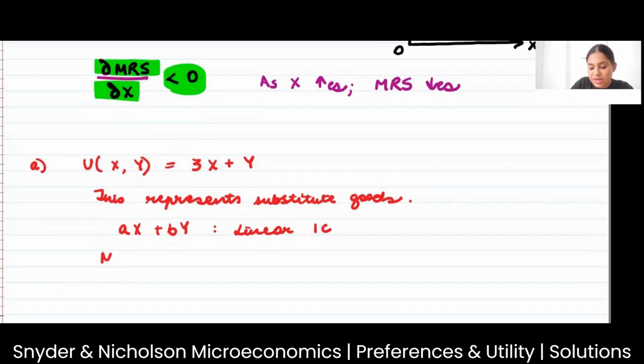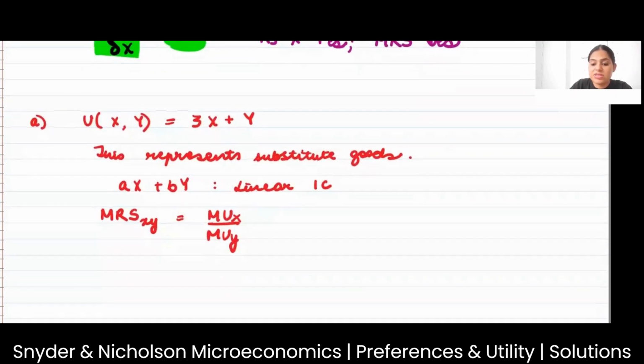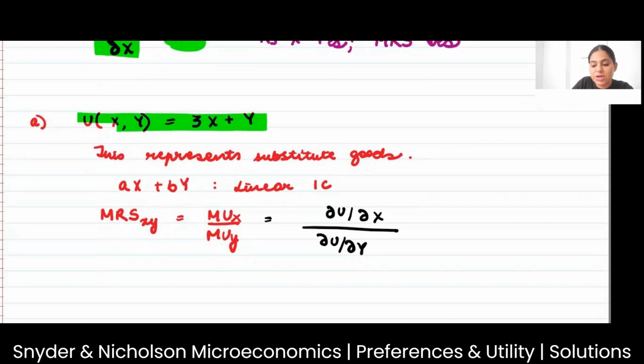If I want to find MRS for this, it will be MUx by MUy. How do you find MRS? You ask the question, what is MUx? How utility changes as X changes, divided by how utility changes when Y changes. Quickly differentiate this utility function with respect to X, holding Y constant. What will you get? You will get 3. Differentiate with respect to Y, holding X constant, you will get 1. So your MRS is 3.